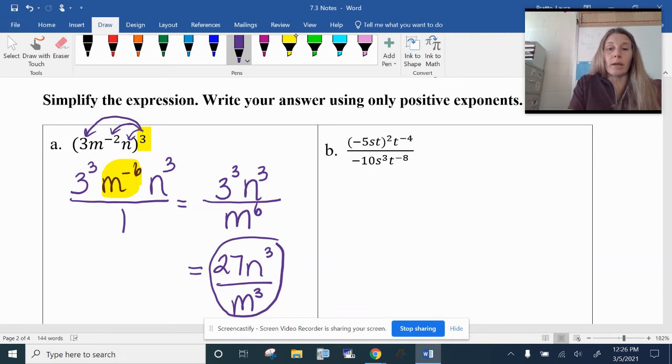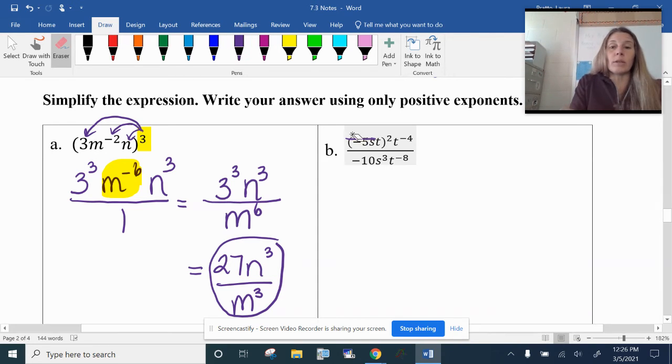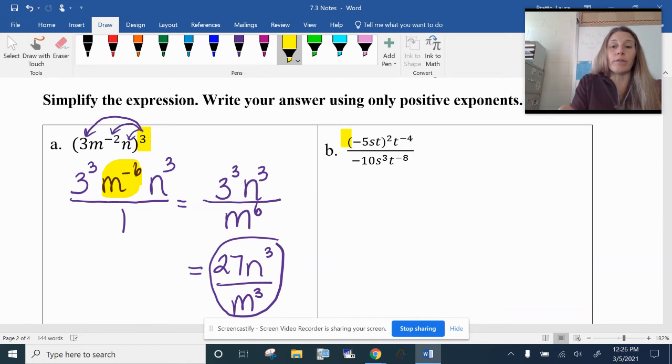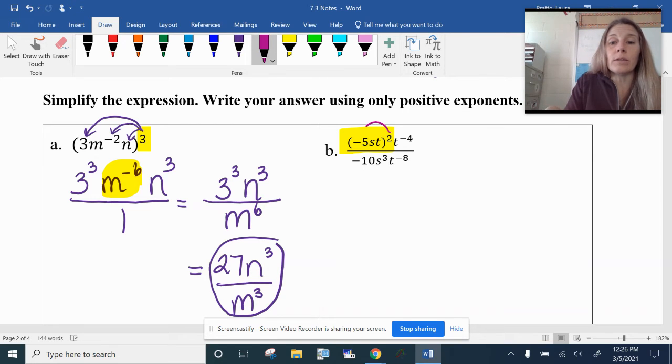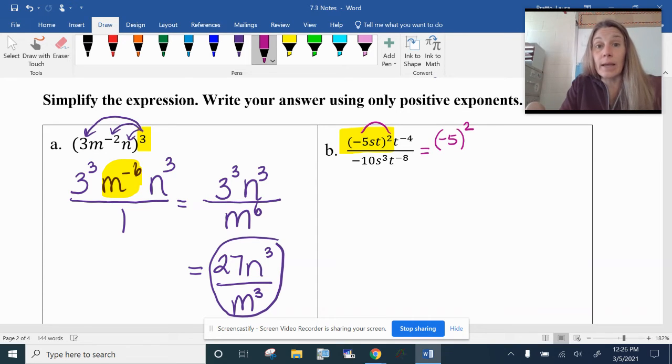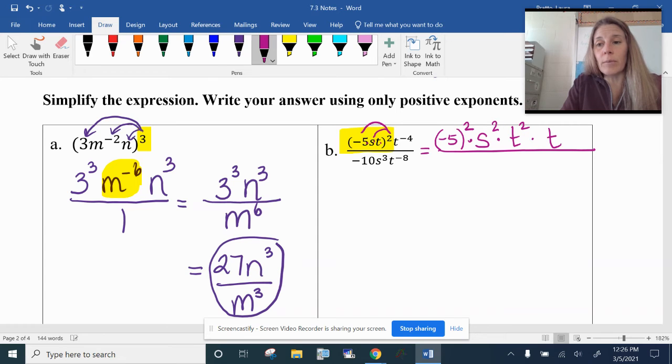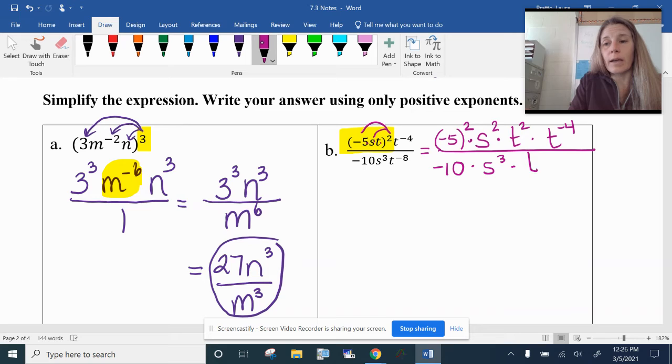Okay, so let's look at the next example. I'm going to work on just this little portion here in the parentheses first, because that's just the way I like to do it. So this little 2 is going to go to the negative 5. Now notice my 5 is a negative, so it stays in the parentheses. It's also going to go to this s, and it's also going to go to the t. Now these are all being multiplied together in here. So then I'm just going to continue writing my other thing on the top, which is t to the negative 4. On the bottom, I have a negative 10, an s to the third, and a t to the negative 8.